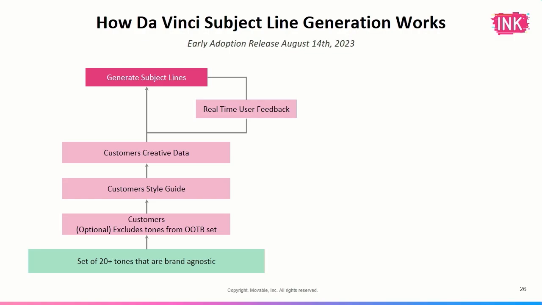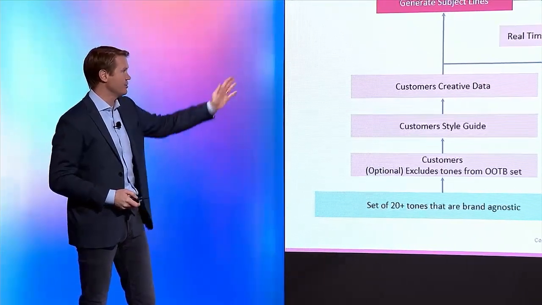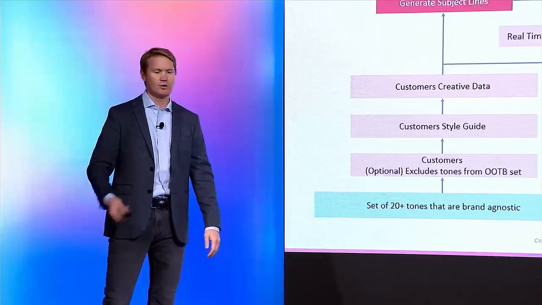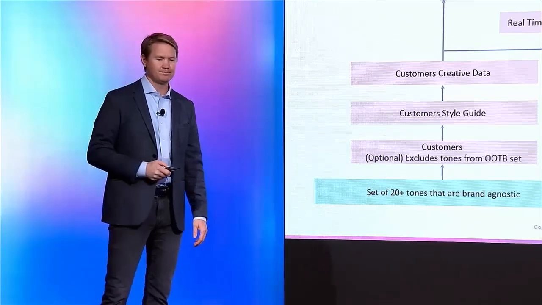So this will be an early adoption on August 14th. This is the way it works on the left, right? We take your data, your creative data, and your subject lines. We create a style guide. You give us feedback. There's 20 tones and 20 emotions that allow it to build these subject lines. So what makes it different from all the others? Well, it's tightly coupled to your creative. It understands your reuse rules, how often you can reuse content, and it automatically generates these things based on your style guide. And it uses historical data to learn, and every time new engagements happen, it's learning, and it's getting better.